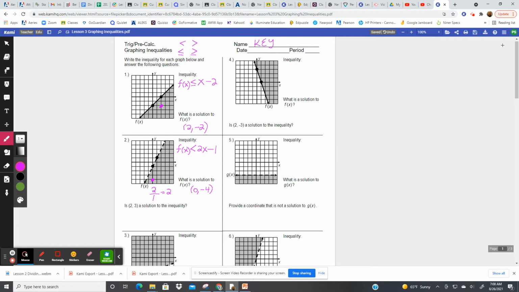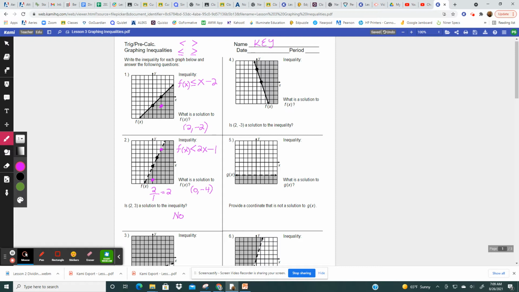Okay, and it's asking, is 2, 3 a solution? Let's see. So 1, 2, 1, 2, 3. Is this a solution right there, on the line? What do you guys think? On the line, is it a solution? I've talked about it. Remember it's a dashed line, so anything on the line is not a solution. So no, it's not.